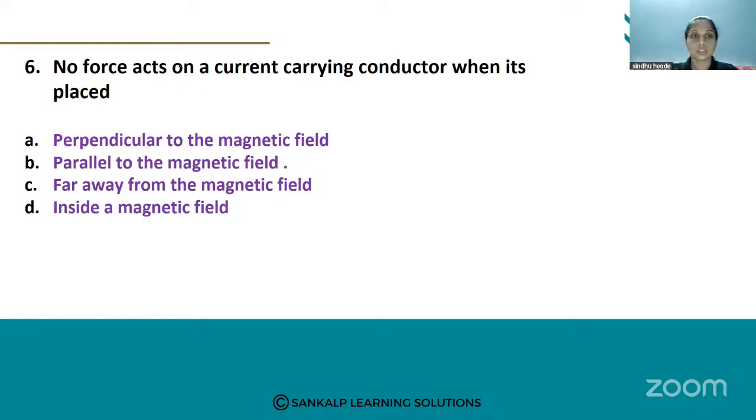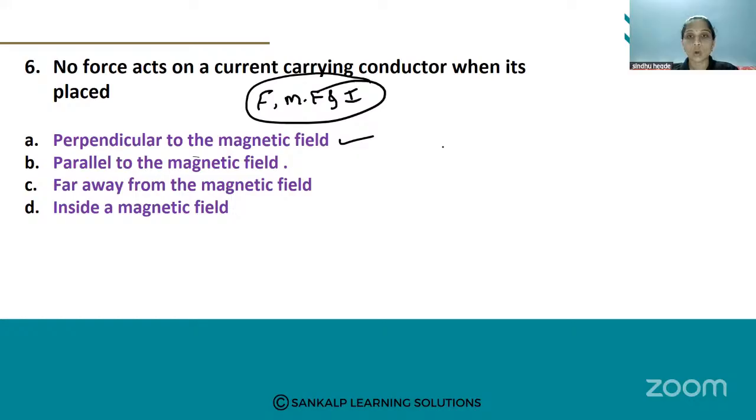So this question is related to force. It tells about the left hand thumb rule, right? It is related to the left hand thumb rule, which explains force, magnetic field and current. Here they ask, when no force acts on a current carrying conductor: when it's placed perpendicular to the magnetic field, parallel to the magnetic field, far away from the magnetic field, or inside a magnetic field. So it produces force when it is perpendicular to the magnetic field.